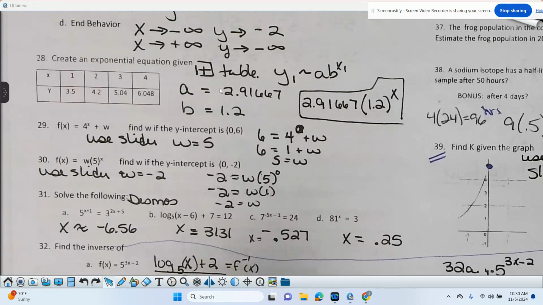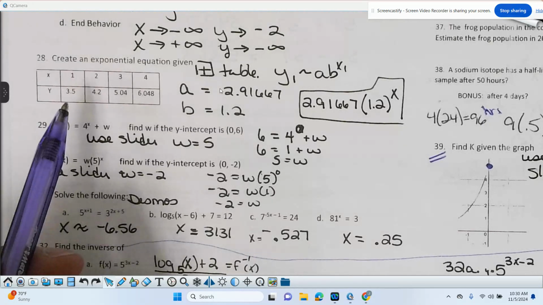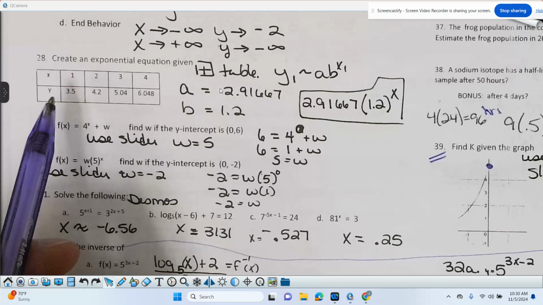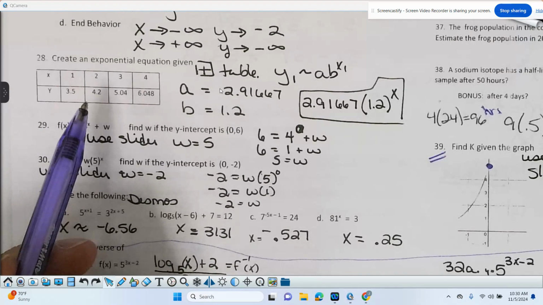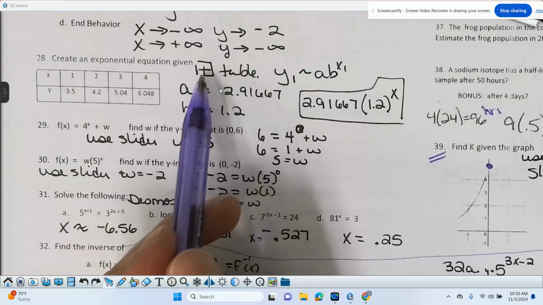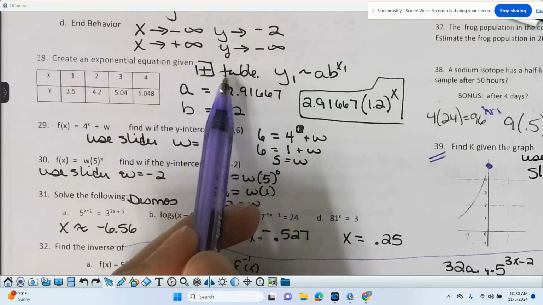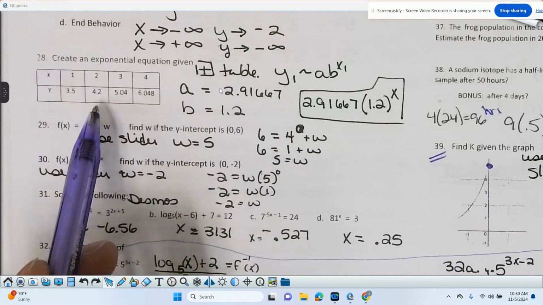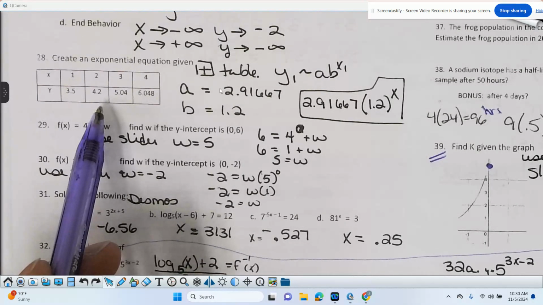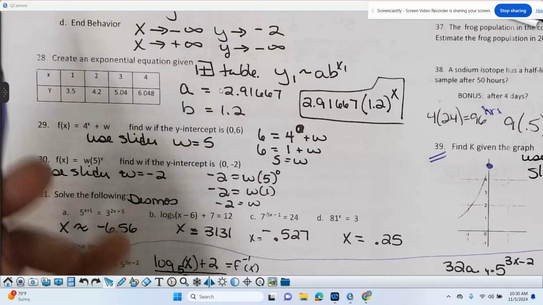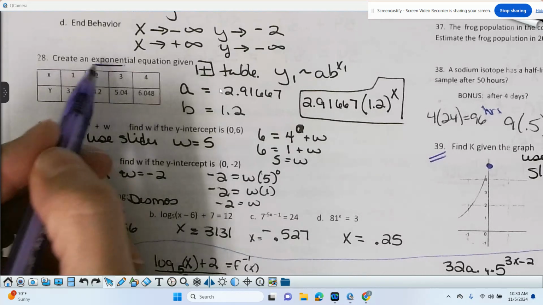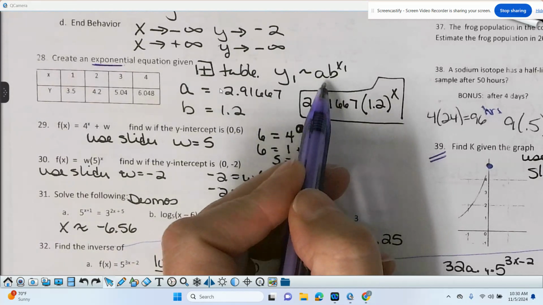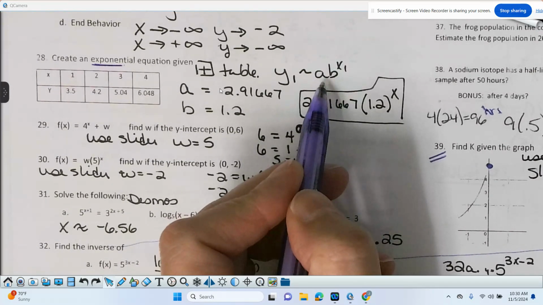All right, number 28. If they give you a table and you want to go to Desmos to make that table, the first thing you're going to do on Desmos is hit the little plus sign and make a table. You're then going to enter this data into that table. And then if you want an equation, because they want an exponential equation, we need to write our general exponential formula, which is ab to the x.